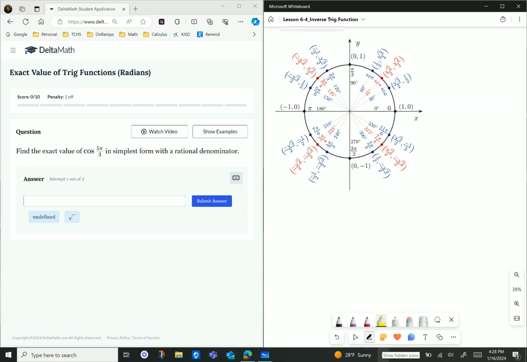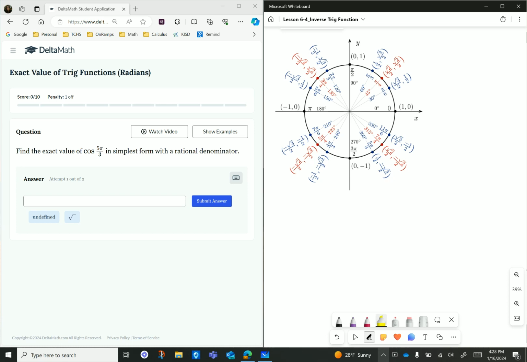Okay, students, before jumping into lesson 6.4, we are going to do a few problems from lesson 6.3 just to warm up our reading of the unit circle in finding exact values at specific trig function angles. So let's do this first problem. Find the exact value of cosine 5 pi over 3 in simplest form with a rational denominator.